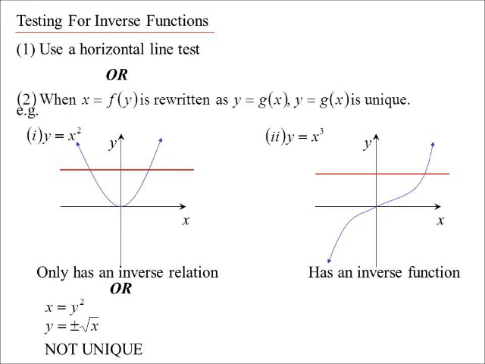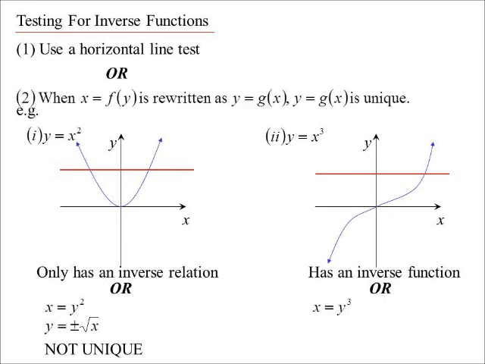So no good. Whereas with our cubic, x equals y cubed, make y the subject, and whilst we're just dealing with real numbers here, of course, y equals cube root of x. There is only one cube root of x in real numbers. So yes, that one is unique. So visually is obviously the quickest and the easiest, but if you don't know what the picture looks like, then play with the algebra and see whether you can come up with something unique.